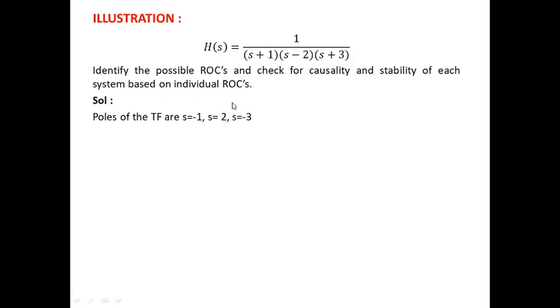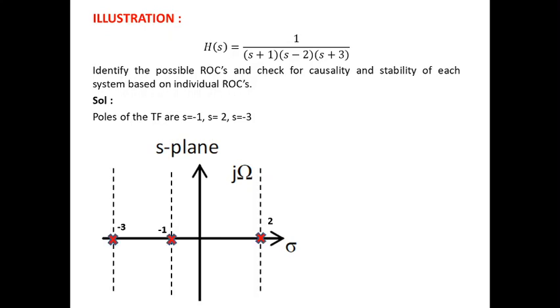So how do we go with it? First, identify the poles of the system. The poles of the transfer function are s equal to minus 1, s equal to 2 and s equal to minus 3. So to check for causality and stability with the ROC, you need the transfer function h of s. From the transfer function, you identify the poles, and from the poles, you can list out the possible ROCs. As we have seen under the properties of ROCs, let us first plot the poles minus 3, minus 1 and 2. Now, what are the possible ROCs?